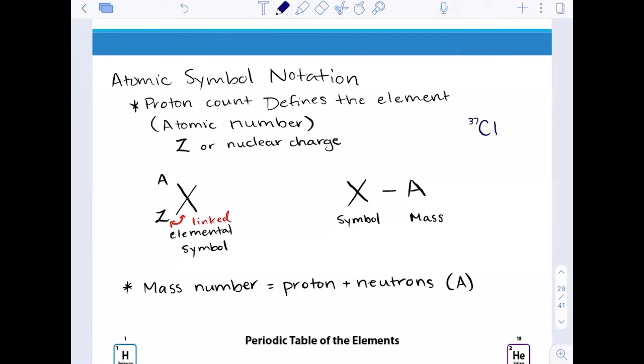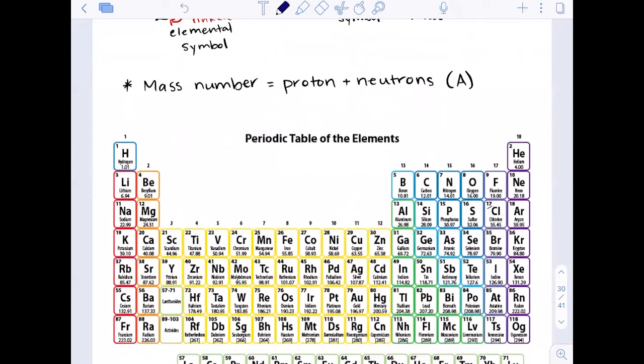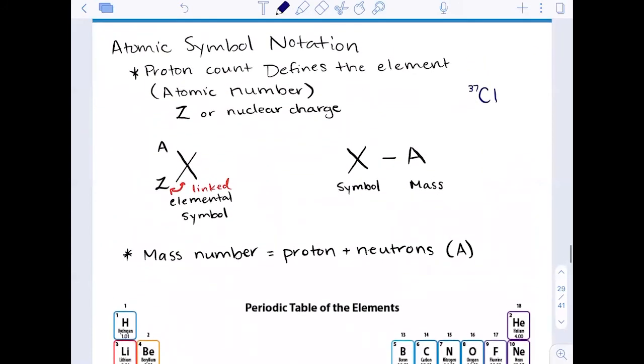When we think about chlorine, we can look up on a periodic table and see, oh yeah, chlorine right there is atomic number 17. We don't have to write it, because I would know just by looking at that atomic symbol, the proton count is 17. This is a neutral element, so I have to be balanced with my protons and my electrons. And my neutron count, I would simply take the mass minus the number of protons to solve for that.